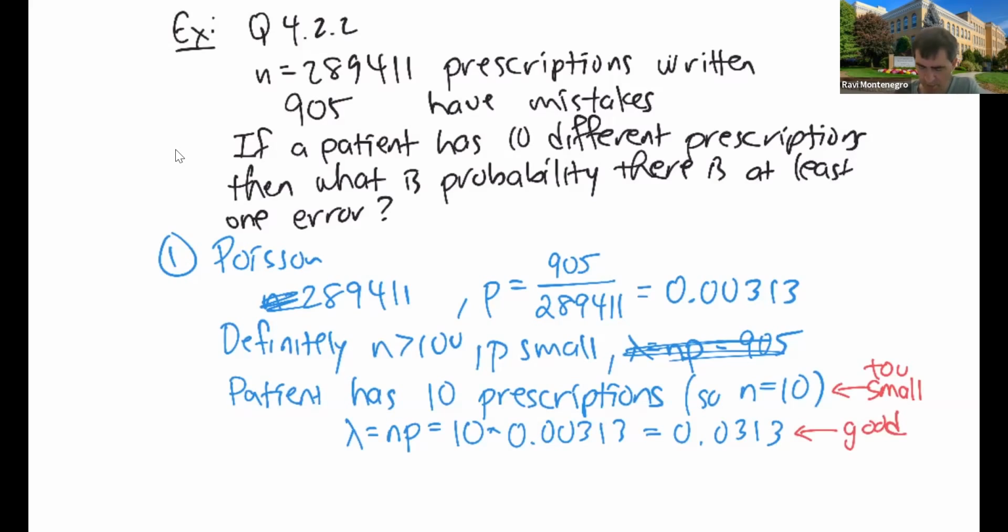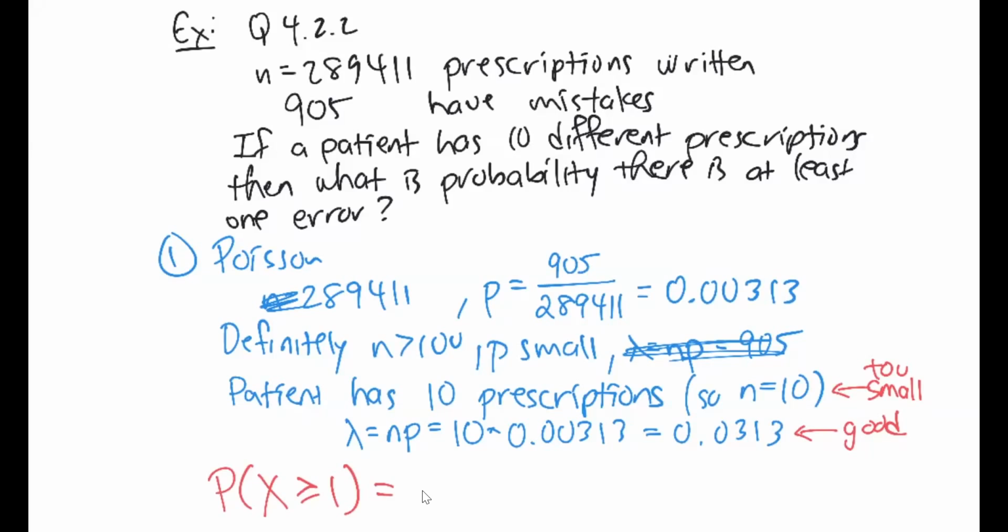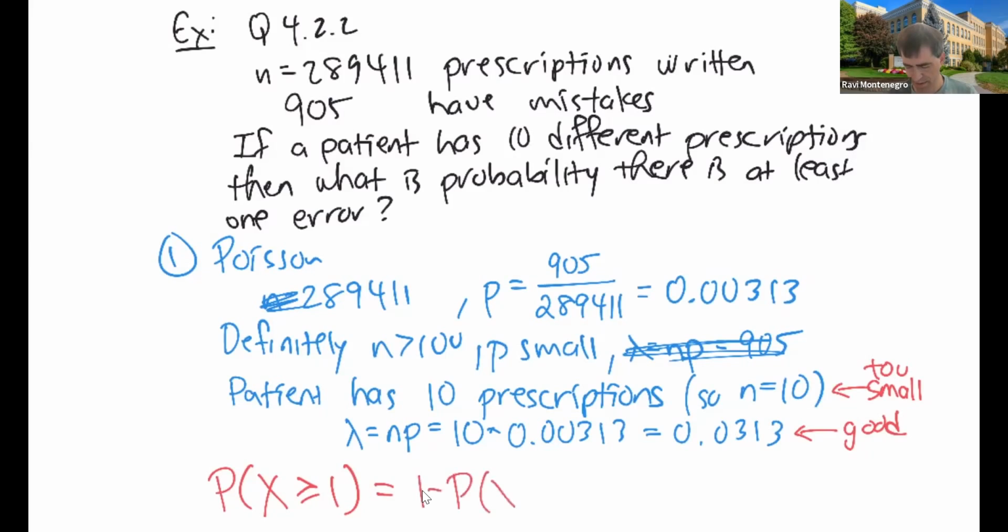So our Poisson probability: we're supposed to find the probability that x is at least 1. Does anybody have a suggestion for how we can calculate this? Yeah, there's a hand raised. Do 1 minus P(x equals 0). Correct. So you could add from 1 to 10, but it is a lot easier to just look at 0.